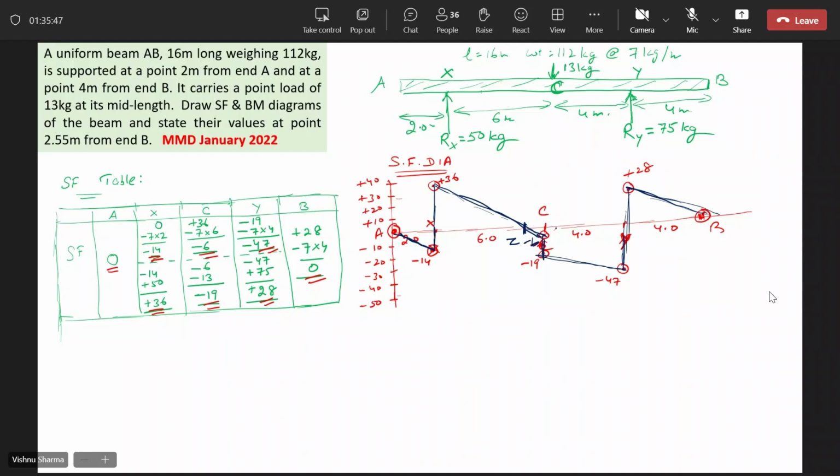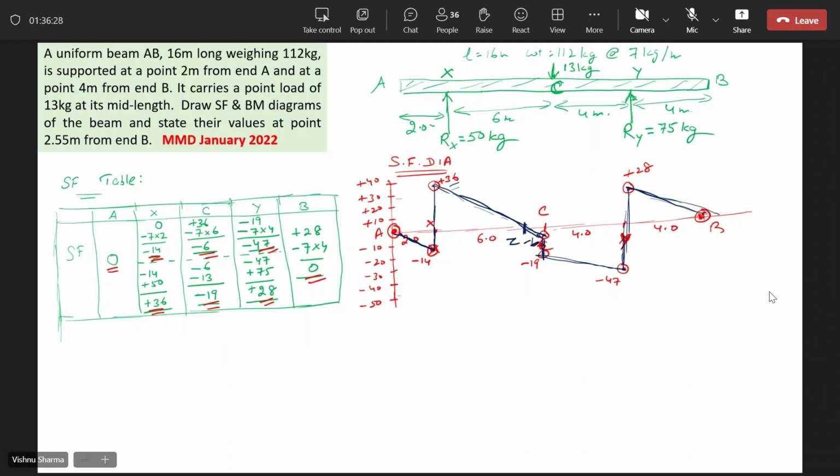XZ and ZC, you can immediately calculate. How do you calculate, guys? The values are changing from plus 36 at X to minus 6 at C at a uniform rate. How much is the change from plus 36 to minus 6? How many units is the change, class? 42. And over how much distance? What is the distance between X and C? 6 meters. Okay.